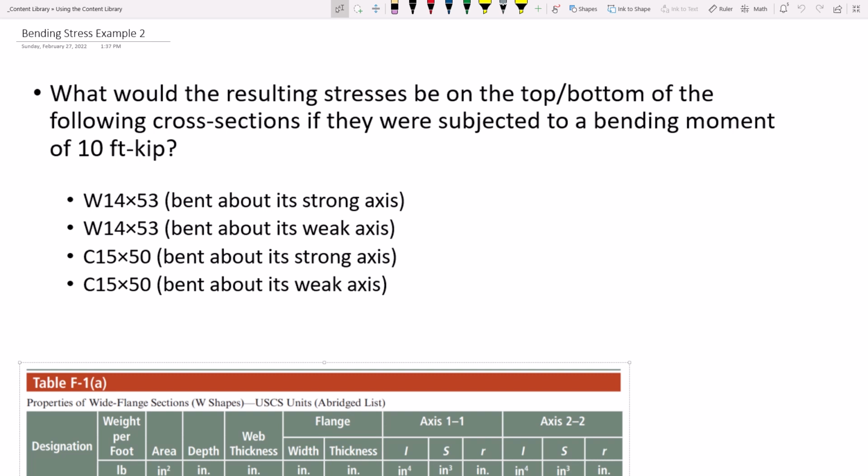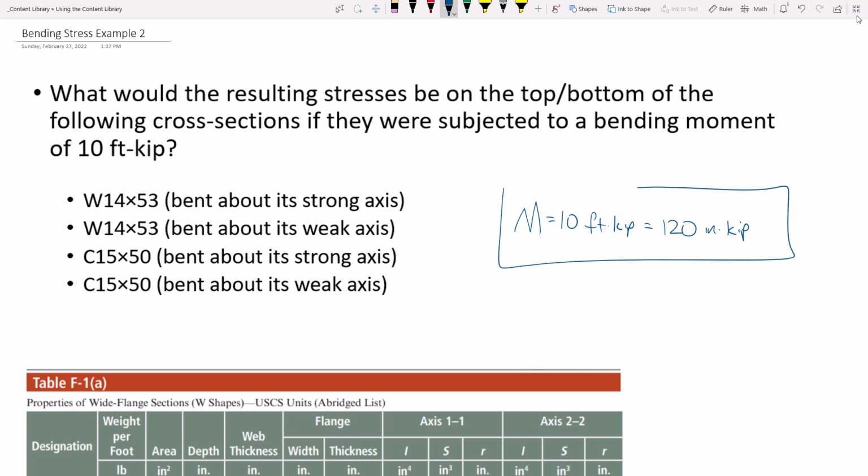Now I want to be clear, right off the bat, I want to do a unit conversion. The reason why, to be honest, I don't really care so much about the kips, but I care about the inches, because all of our section properties are in inches, and I don't want to conflate the two. Pounds to kips is pretty easy, but feet to inches, I don't want to mess with that right now.